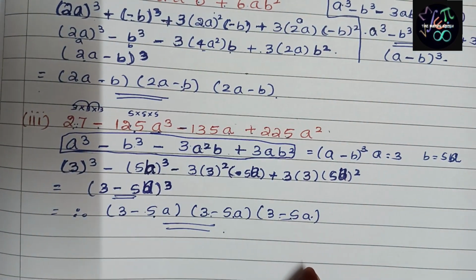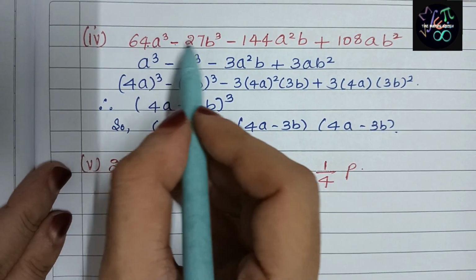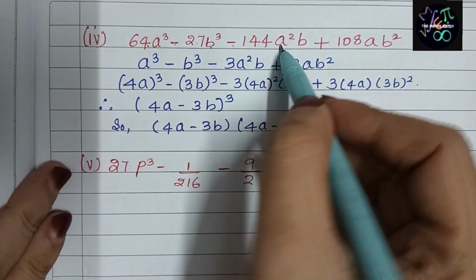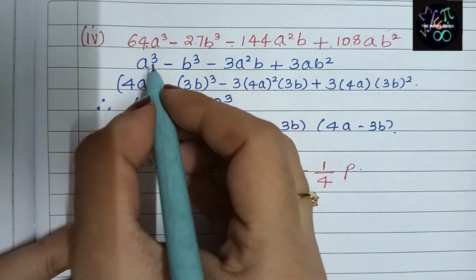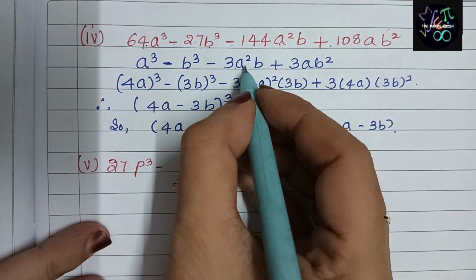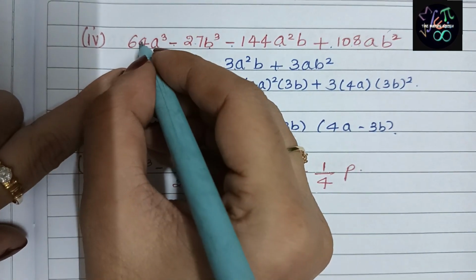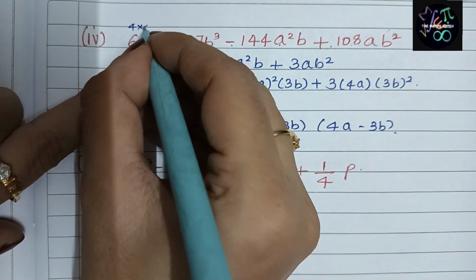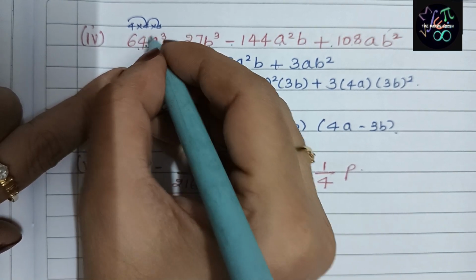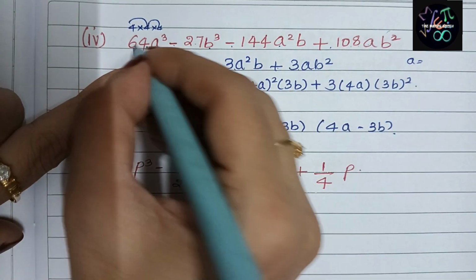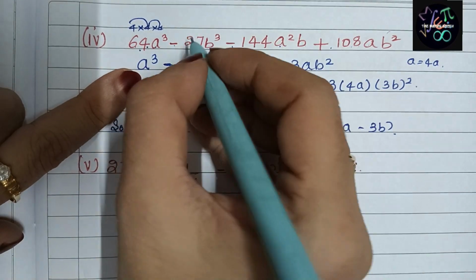Now next question. Here we can see 64A cube minus 27B cube minus 144A square B plus 108AB square. So we will write a formula: A cube minus B cube minus 3A square B plus 3AB whole square. So A place 64 is 4 cube, 4 into 4 into 4. 4 4s are 16, 16 4s are 64. So A value we can write as 4A.